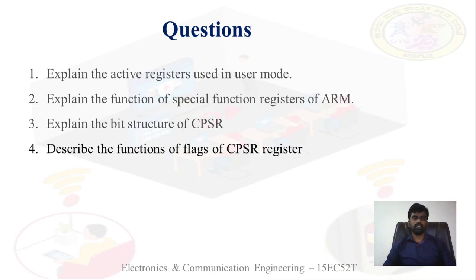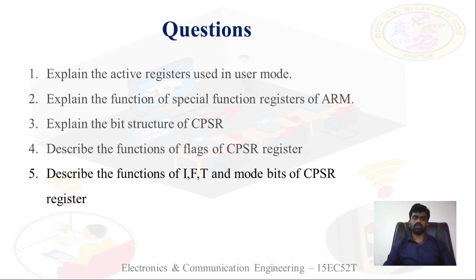They can ask an individual question, that is, describe the function of flags of CPSR. So how many flags are there? 5 flags. N flag, that is negative flag, Z flag, carry flag, V flag, that is overflow flag, and saturation flag. You need to explain 5 different flags, conditional flags in the CPSR.